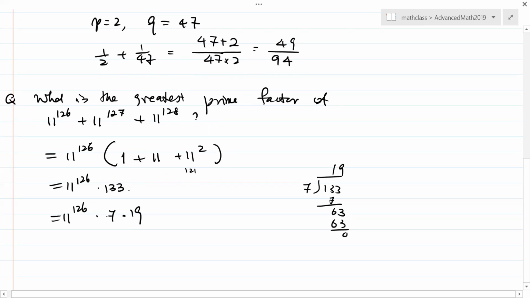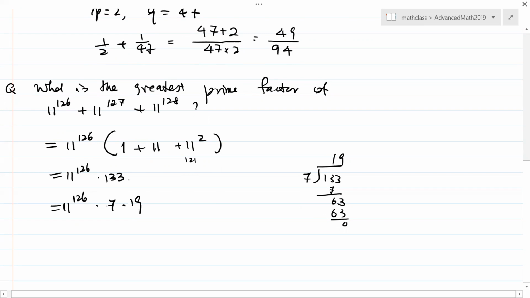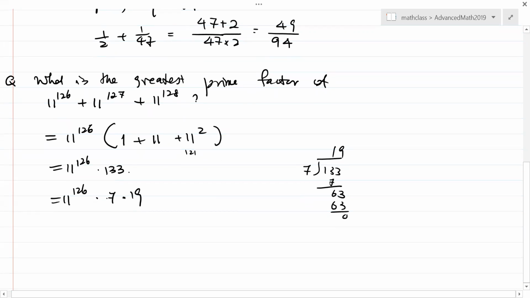In other words, we're just trying to factor this number and find its prime factorization. You should know that 19 is a prime number. So don't stop there: 133 may not be a prime number, maybe it is. Like 33 is not a prime number, but 31 is a prime number.